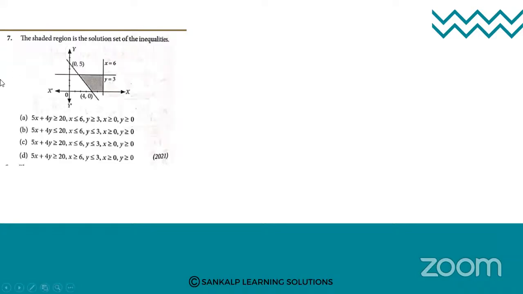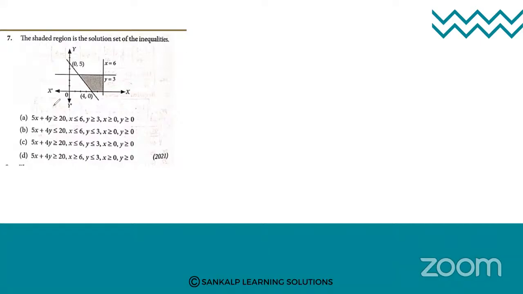So the shaded region is the solution of the inequalities. Find the shaded region, which is the solution set of the inequalities. So here we have to identify which inequalities will satisfy. Here, x is equal to 6 can be written in the inequality format. We have to check some things.